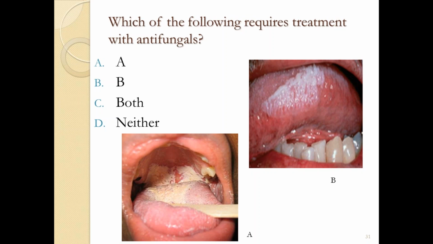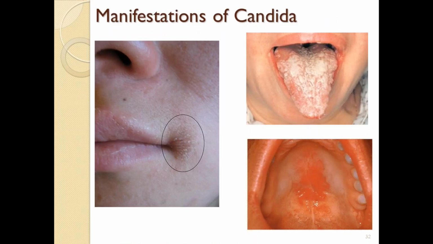It is not anything you would treat with antifungals, and it's usually at the lateral sides of the tongue, and then there are hair-like projections that kind of shoot out. So A, that's oral candidiasis. B is not. But oral candidiasis can look very different.